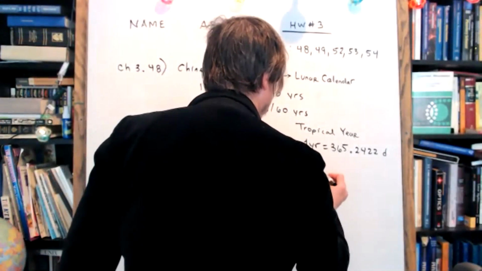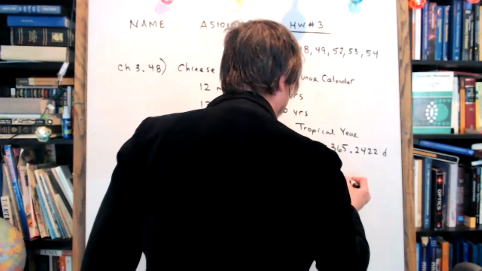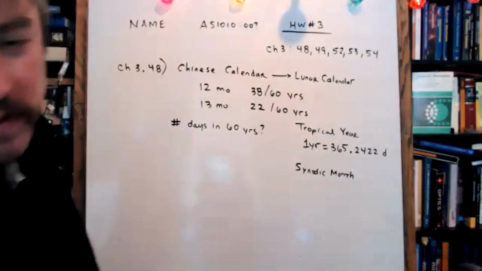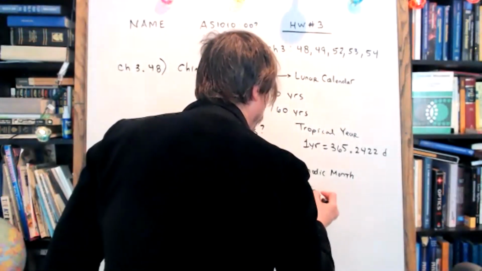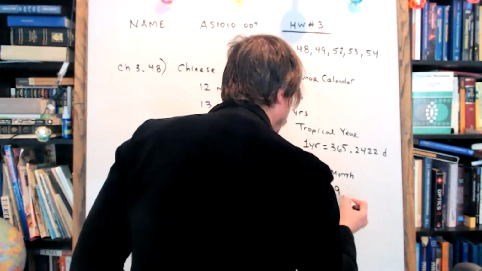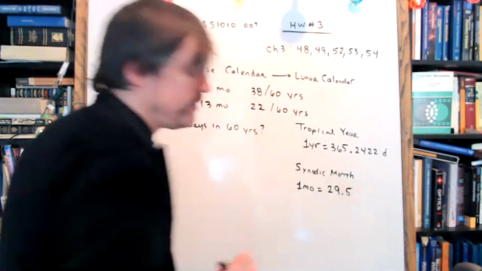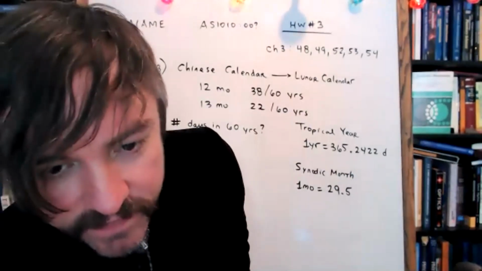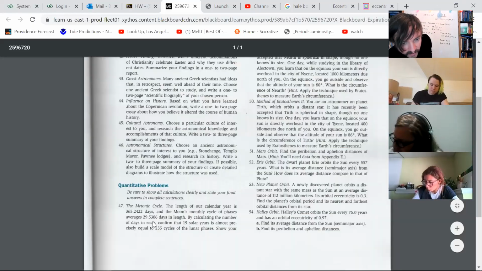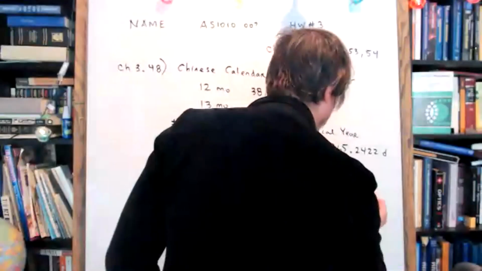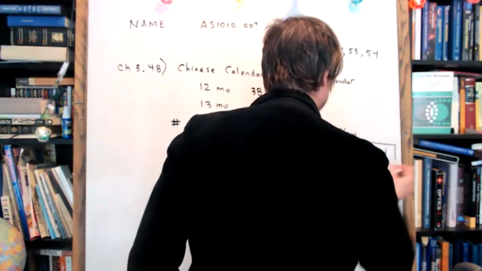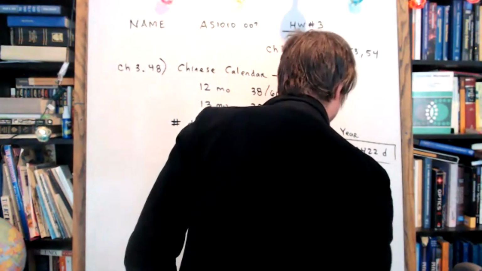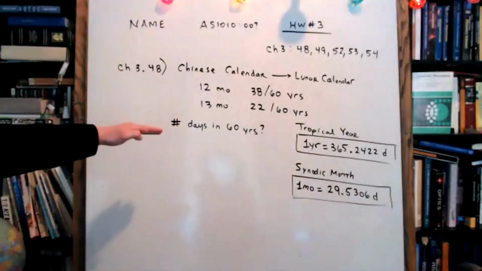For a synodic month, remember the synodic month is the time between phases of the moon. 1 month, MO, is 29.5306 days. So these are conversion factors we're going to need. Okay, we have to find the number of days in 60 years.